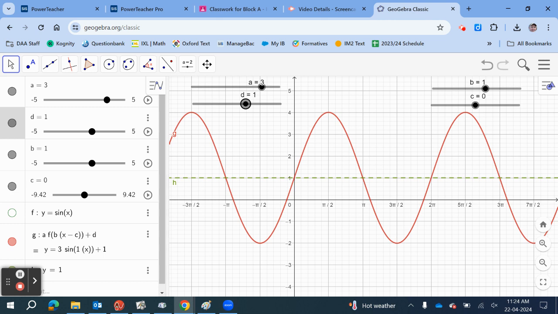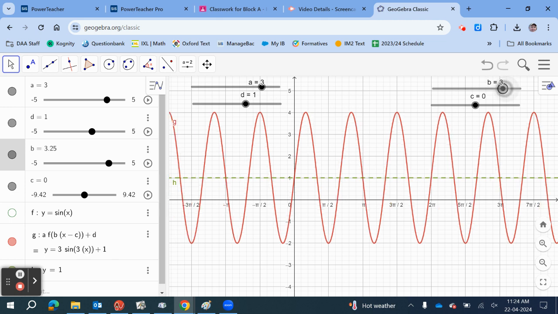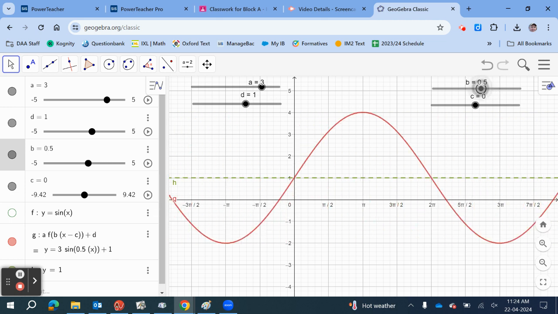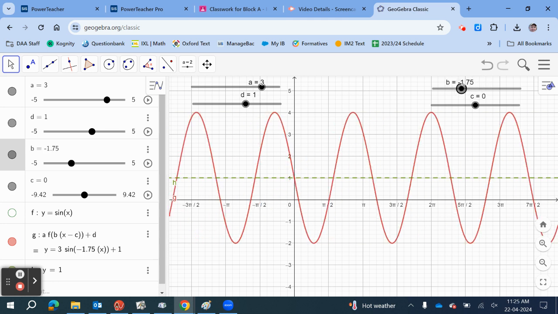B. So if we move it to the right, make the value bigger, what was going to happen? When B is bigger than 1? Horizontal compression. We'd expect it to do this, like it does. And if we go smaller, we're going to get horizontal stretch. If we go negative, we get a reflection, but it starts to look exactly the same as the original.